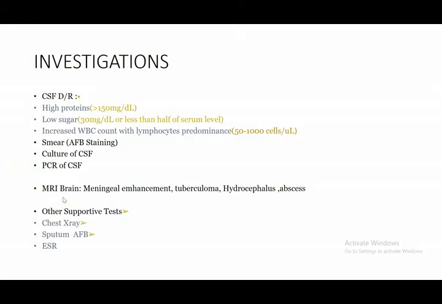PCR, especially GeneXpert, is important, which is not mentioned here, and is routinely done from a management point of view as well as for detection. MRI brain with contrast may show meningeal enhancement, tuberculomas, hydrocephalus, abscesses, or sometimes infarcts. A very important test for detection of TB infection in the brain. Other supportive tests include chest X-ray and sputum AFB.